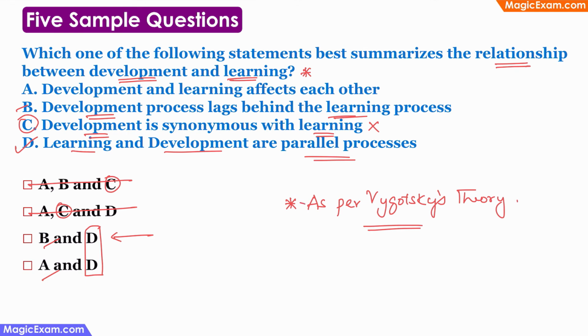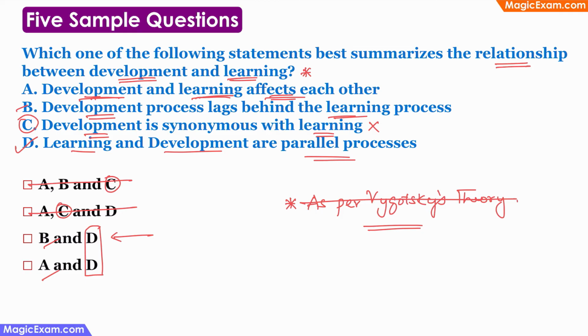If we are not talking about Vygotsky's theory, then the first statement, which says that development and learning affect each other, this is also a correct statement, because development and learning definitely affect each other. If you notice, when a child learns something, then there is mental development, there is cognitive development, and there is moral development, social development. Therefore, learning affects development, and development also affects learning, because if a child's brain does not develop, then learning will not happen. Therefore, development can also affect learning. Therefore, development and learning affect each other. This is a correct statement.